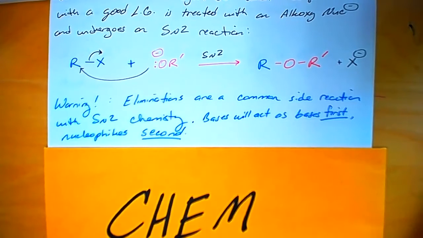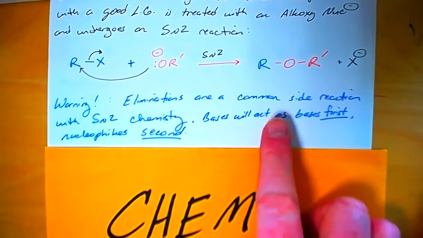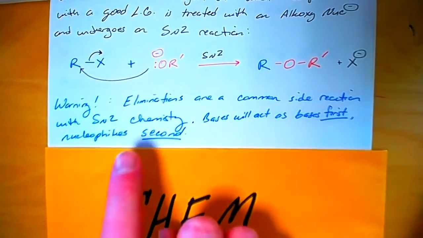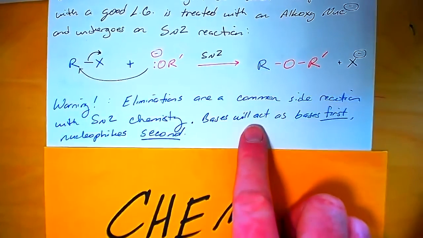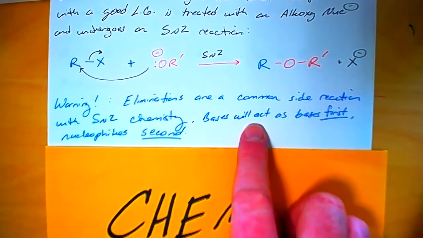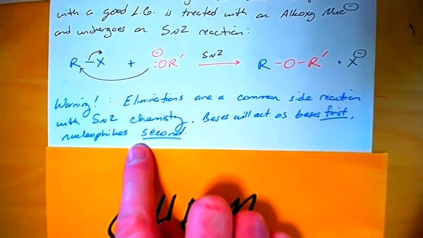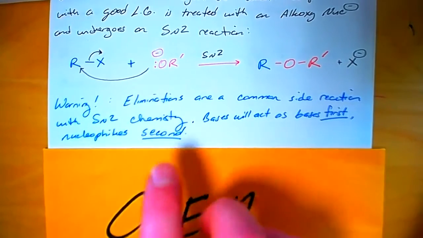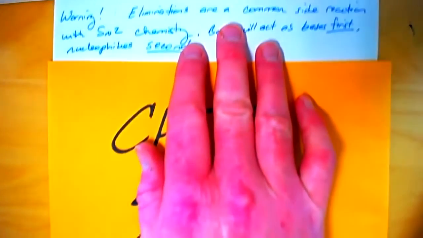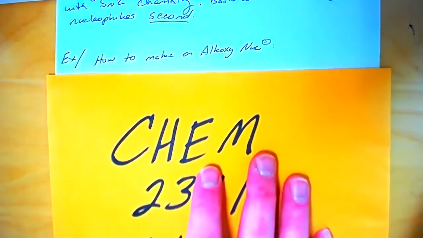because an alkoxide is a base as well as a nucleophile, and something I think I said a lot in class is that bases will act like bases first, nucleophiles second, meaning it's a lot faster and easier to extract the hydrogen than it is to get to the backside of a carbon and displace a leaving group. So keep that in the back of your mind when you're doing these reactions.